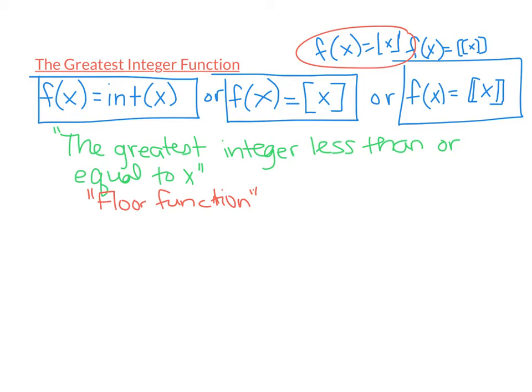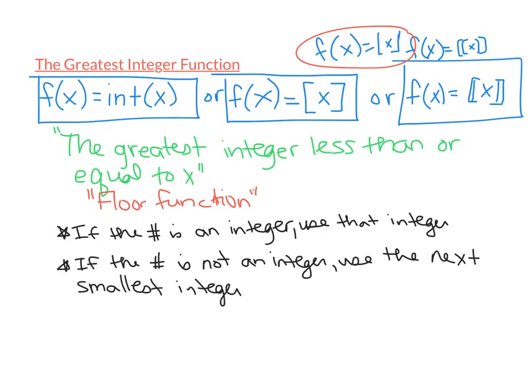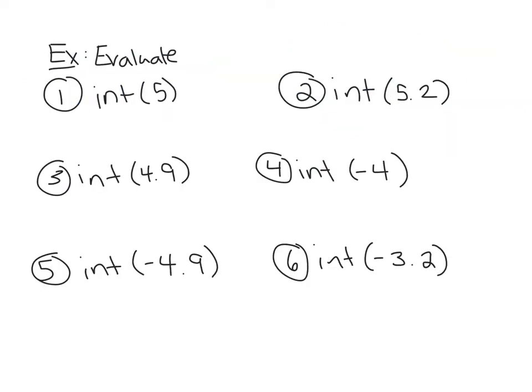The first thing is if you have the greatest integer function of an integer, you use that as your answer. The second thing is if it's not an integer, it's a little more complicated. If you're taking the greatest integer function of something that's not an integer, you are going to use the next smallest integer. So let's do some examples and then we're going to graph it. You're welcome to pause the video and try these on your own, or you could just wait for me to go over them.